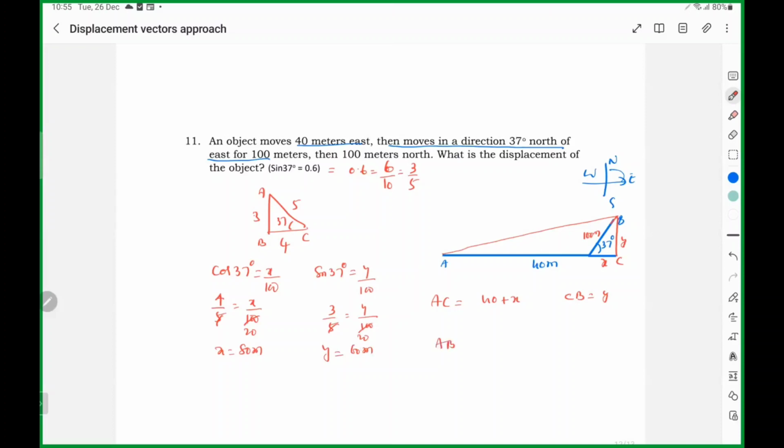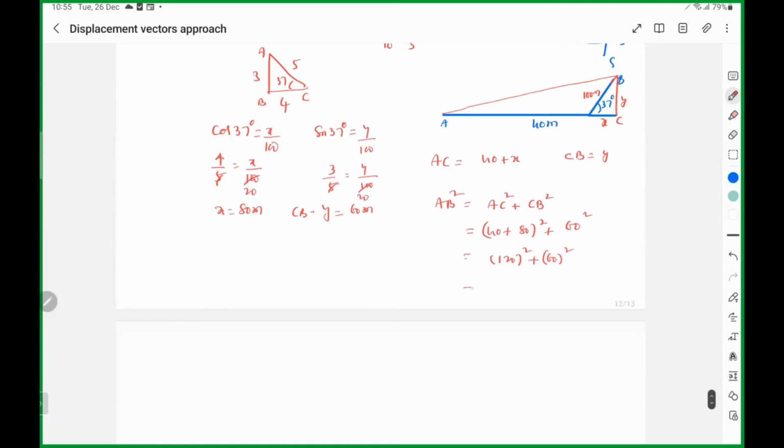Now to find AB square, AC square plus CB square. AC is 40 plus x, 80. CB is nothing but y, 60 square. 120 whole square plus 60 square. If you take 60 square common, 2 square, that is 60 square into 5, 60 root 5 meters. Okay.